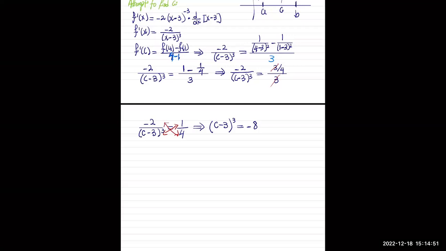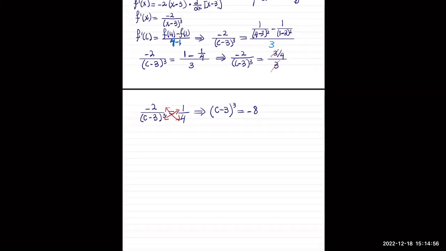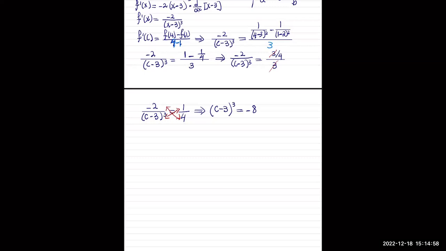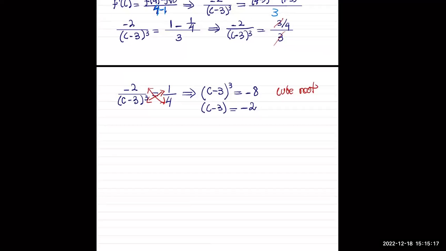All right, we got to get c. There is a cube, so you take the cube root to get c minus 3 on its own equal to the cube root of -8, which is -2. And then add 3 to solve for c. And that gives us c equal to 1.